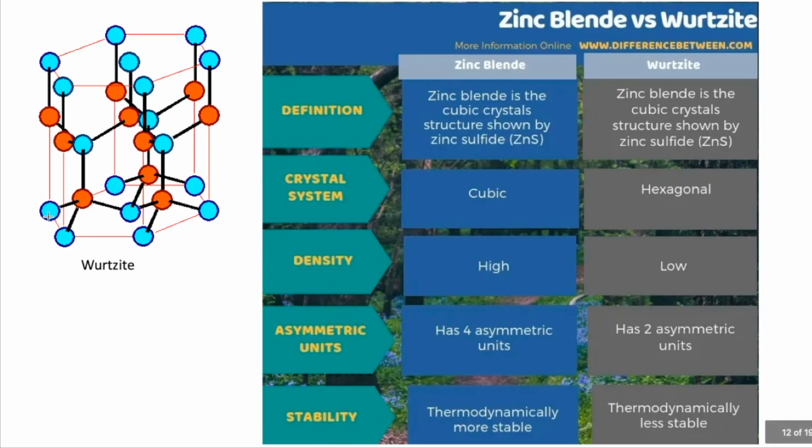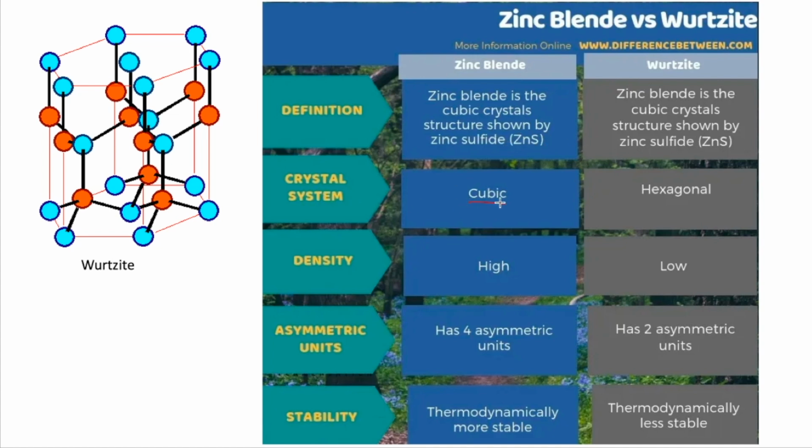The other one is your zinc wurtzite. Here you can see that it is arranged in HCP arrangement, and all these blue dots are again sulfide atoms and the zinc is in the red balls present over here. Now you can see the difference between both of them, zinc blende and zinc wurtzite. So the definition is that zinc blende is the cubic crystal structure shown by ZnS and wurtzite is the hexagonal crystal structure shown by ZnS. Okay, both of them are the same compound.